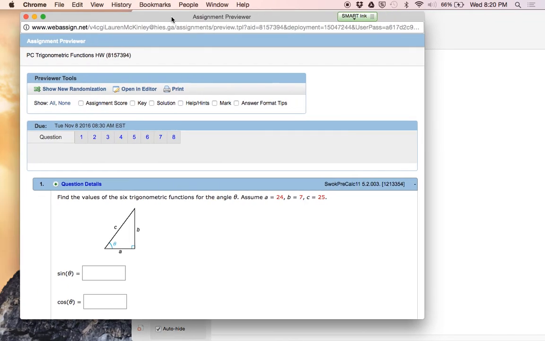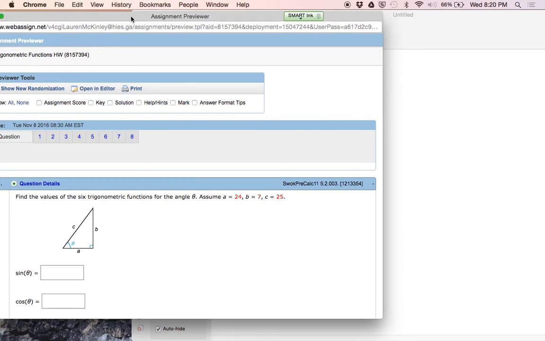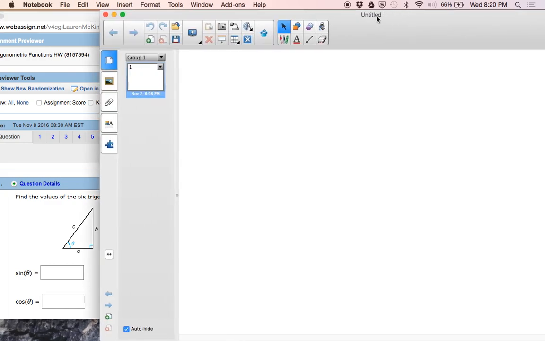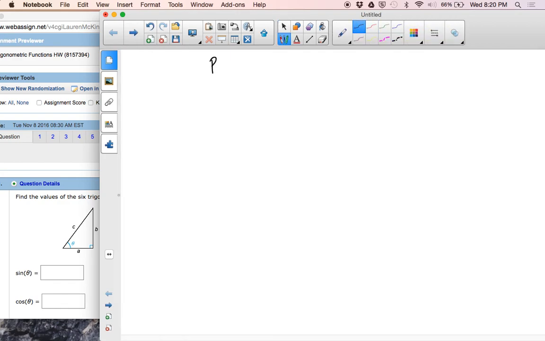Now, next thing, I want you guys to have WebAssign open while we're taking notes here, because we're going to take notes and then we're going to do a practice problem and so on. So first thing we're looking at is right triangle trig.